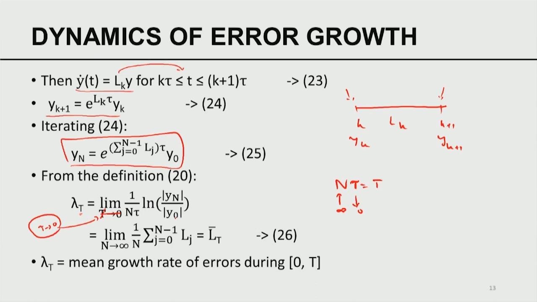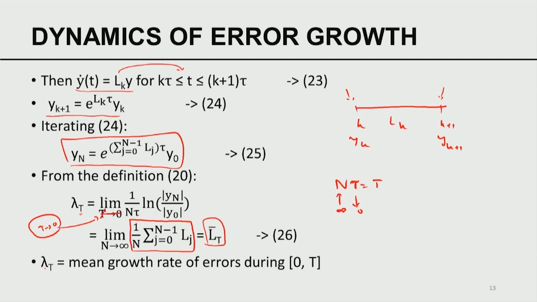Now if I substitute the expression for yn in here and simplify, what does it become? It essentially becomes the average of Lj. That is L bar T. Hey, that is a beautiful expression that comes from a simple derivation. So lambda T, which is a function of T, T is finite, it becomes L bar T. What is L bar T? It is the average value of the Jacobian along the trajectory. That is beautiful. That is just beautiful. So lambda T refers to the mean growth of errors during the interval 0 to T.